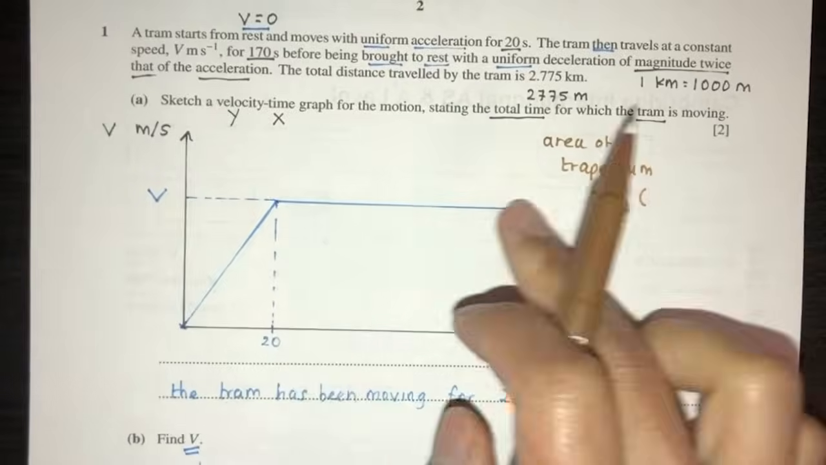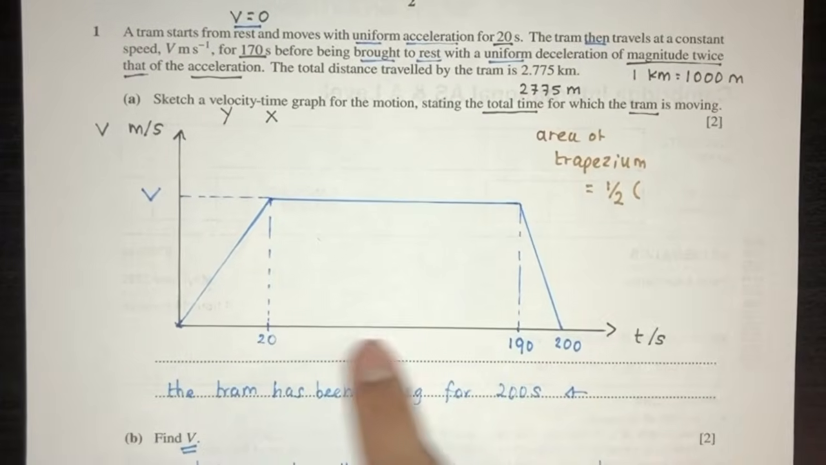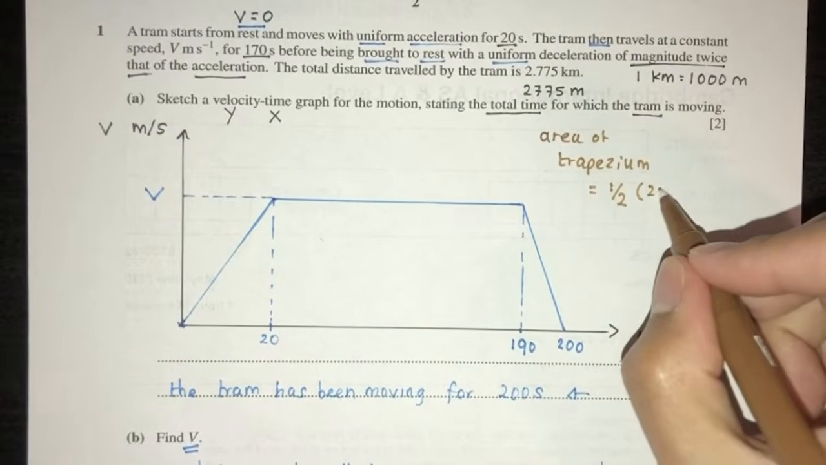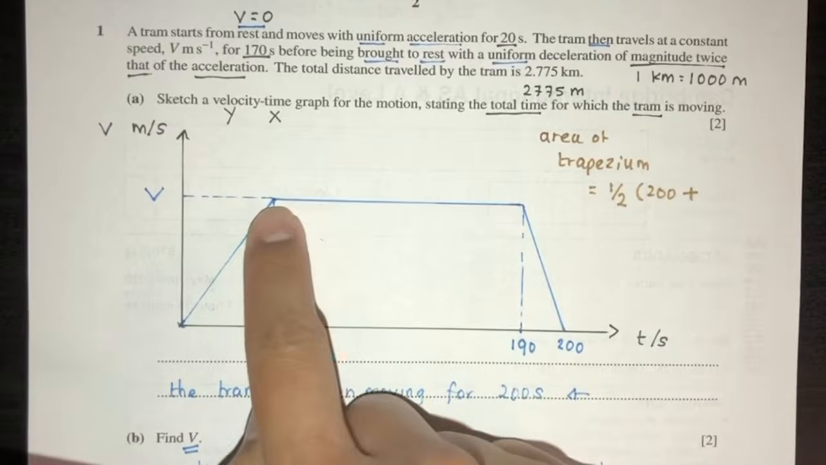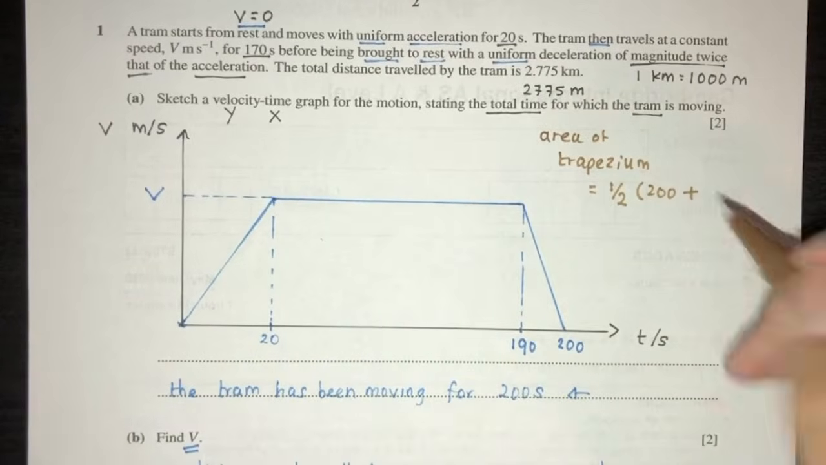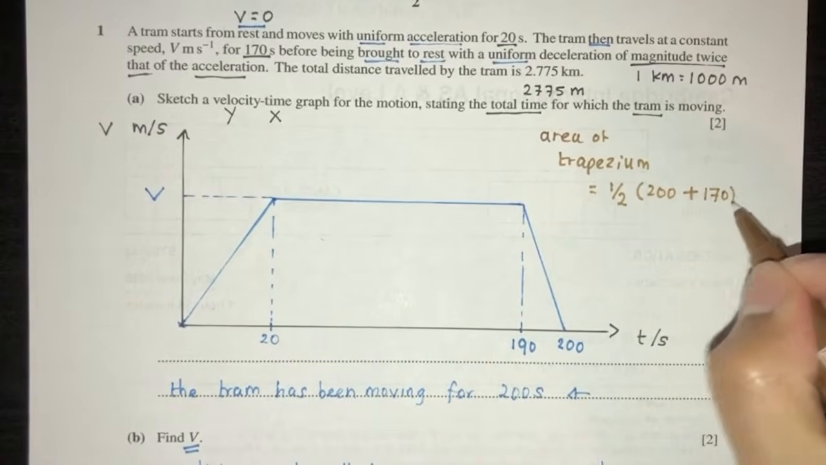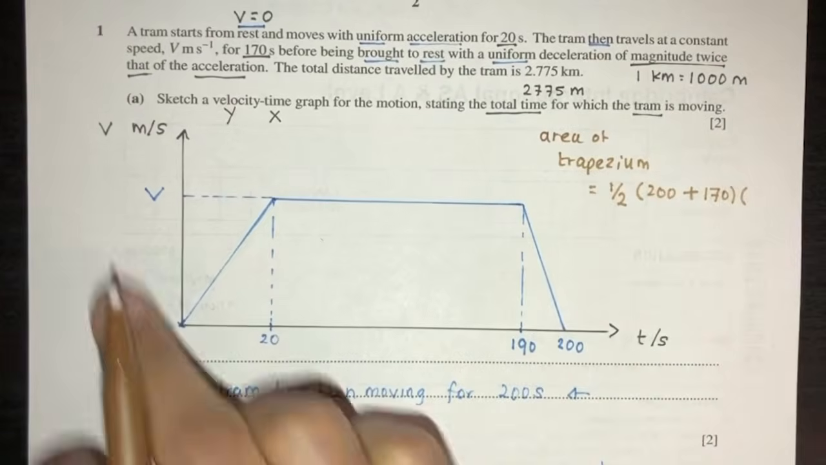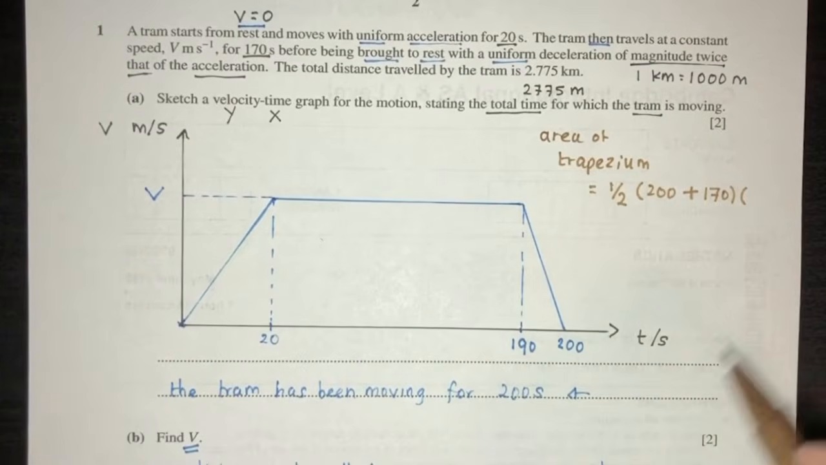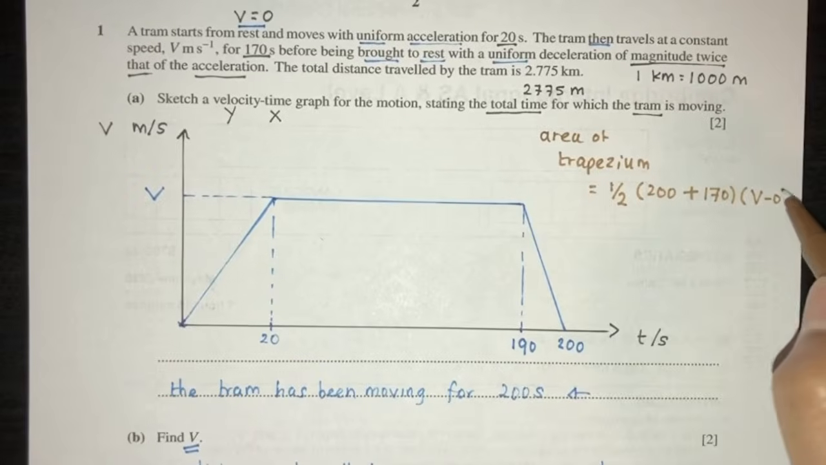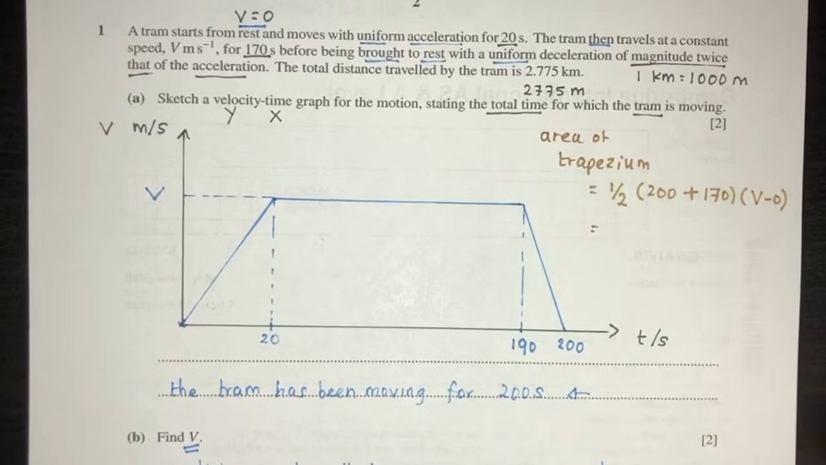So these two sides are parallel. So this length here is 200 plus this one, which is this minus this, that will be 170, and times the height in between, which will be v minus 0, which is, we don't know, which is v, right?